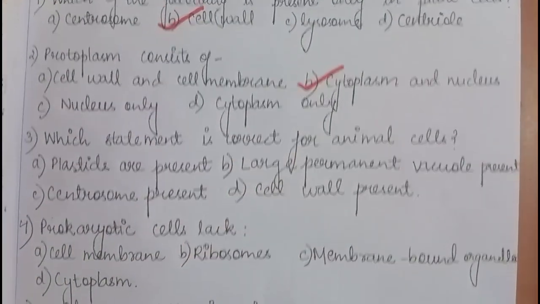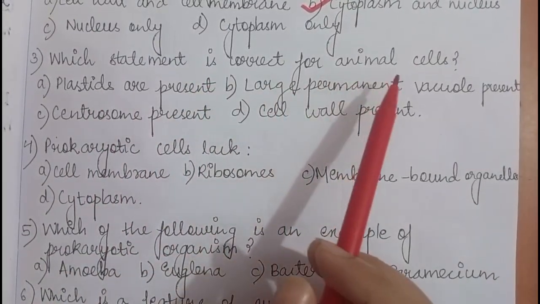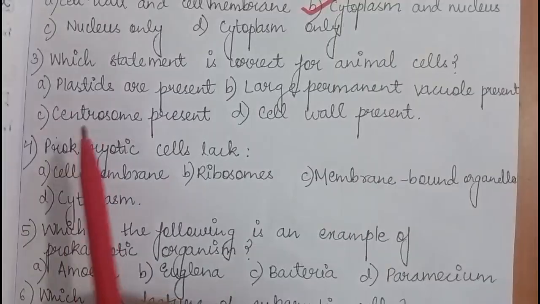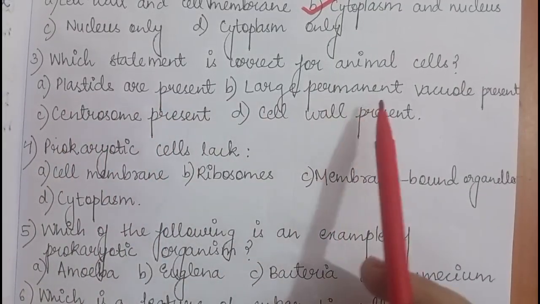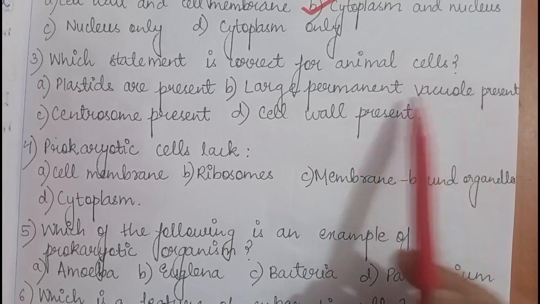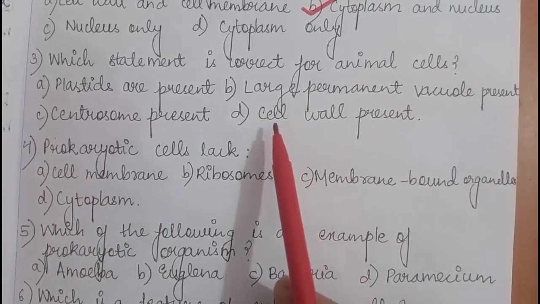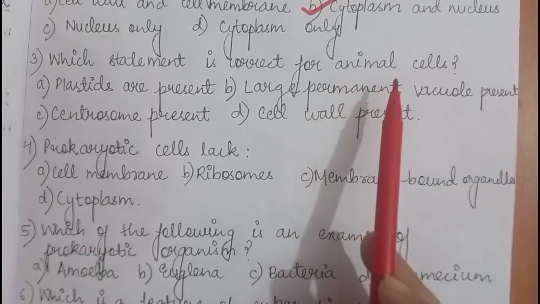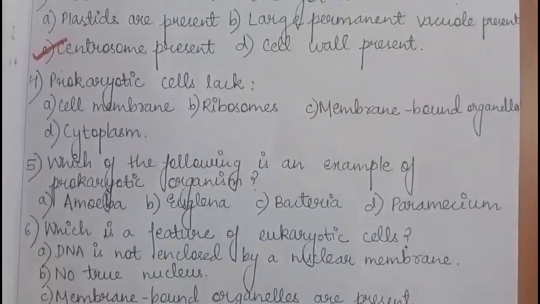Nucleus only, no. Cytoplasm only, no. Which statement is correct for animal cell? It is asking for correct. Plastids are present in animal cell, no, they are absent. Large permanent vacuole present, no, they are present in plant cell. Centrosome present, true. Cell wall present in animal cell, no, it is present in plant cell. So option C is correct.